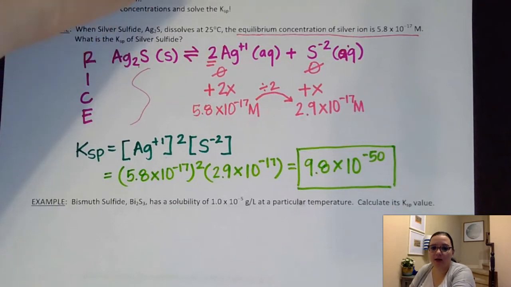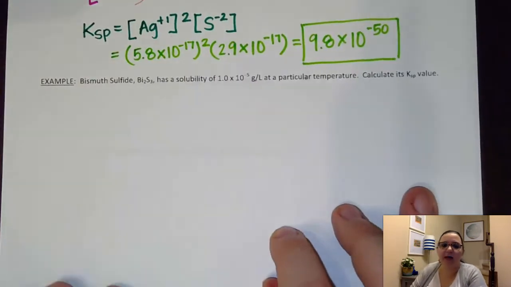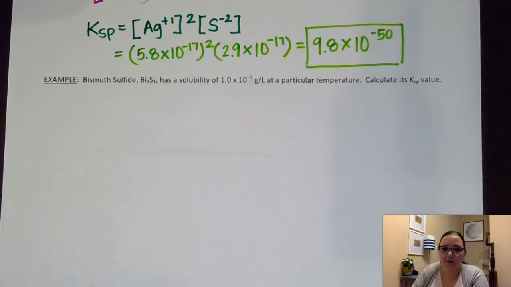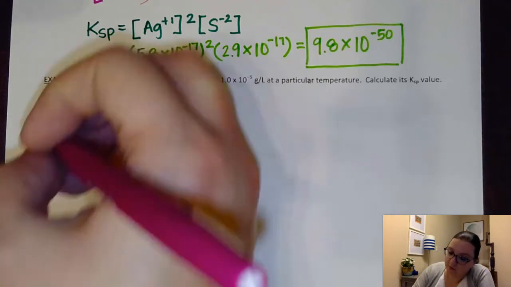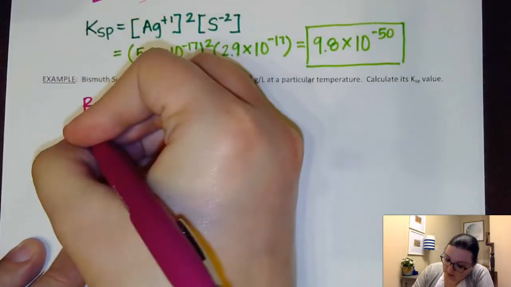All right, let's look at another one here. It says, hey, I have bismuth sulfide, which has a solubility of 1.0 times 10 to the -5 grams per liter at a particular temperature. Calculate its KSP value. So again, I'm wanting to solve KSP here, except that I noticed that they're giving me a little bit of different information than what we saw in the previous problem. So I'm going to start this off, though, just like I started off the previous one. I'm going to start off with a rice table here.